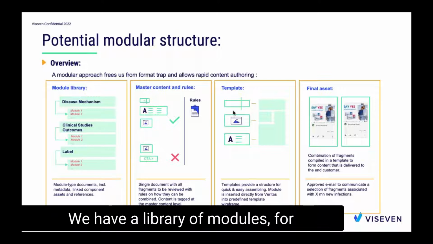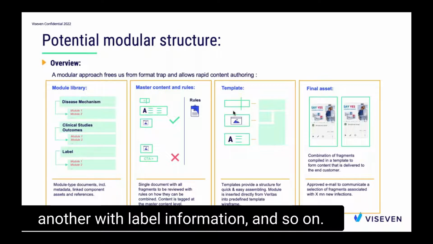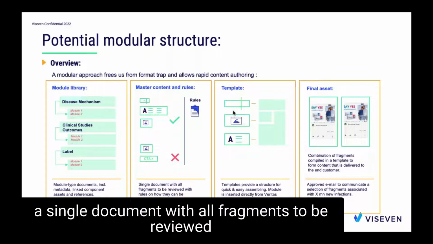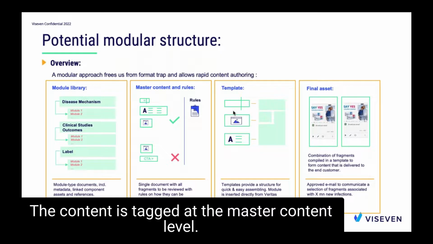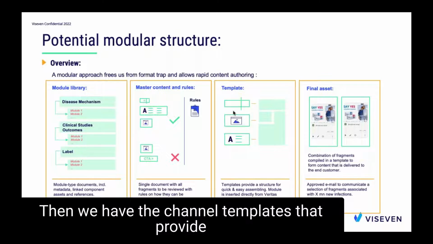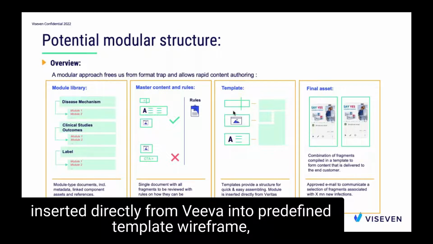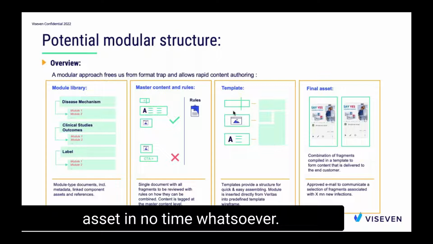We have the library of modules, for example, one of the clinical trial outcomes, another with label information, and so on. We have the so-called master content and rules, a single document with all fragments to be reviewed with rules on how they can be combined. The content is tagged at the master content level. Then we have the channel templates that provide a structure for quick, easy assembly. Module is inserted directly from Viva into predefined template wireframe. And we use that to assemble the final asset in no time whatsoever.